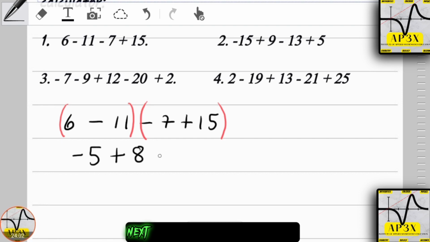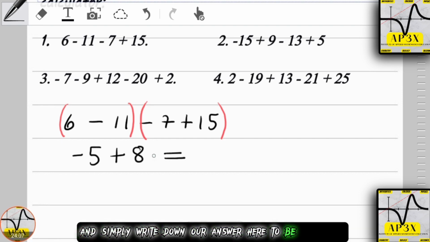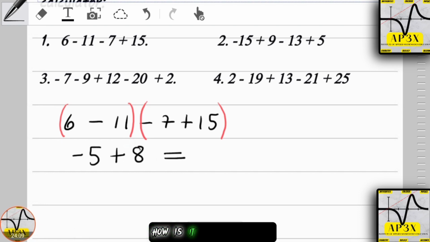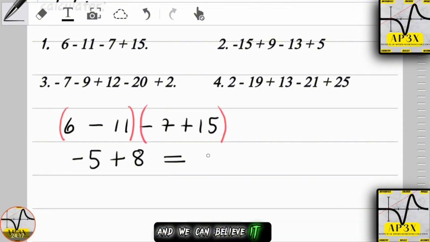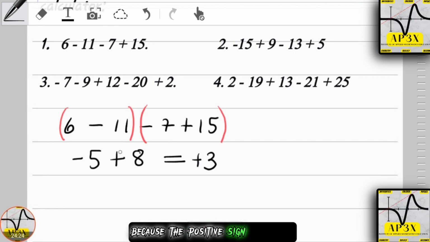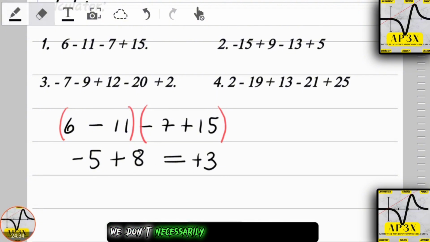Okay, next we're going to wrap this up here and simply write down our answer to be +3. How is it +3? Again, opposite signs. So we're going to be taking the 5 away from the 8, and we're going to be left with 3. Is it positive or negative? It is in fact positive. Why positive? Because the positive sign is the sign of the larger value of 5 and 8. So therefore the answer is +3. We don't necessarily need this positive here, we just know that it is 3.